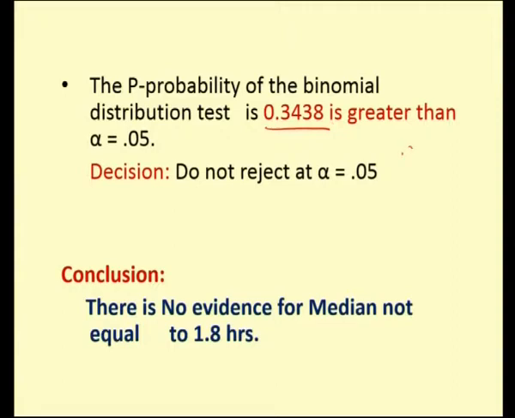You find that 0.34 is greater than 0.05. So here remember that you are comparing the probability value, hence p value, the required condition is that if the calculated value is greater than 0.05, you do not reject the hypothesis at alpha is equal to 5%. Therefore, the conclusion is that there is no evidence for a median not equal to 1.8 hours.